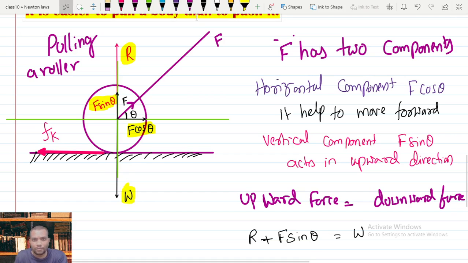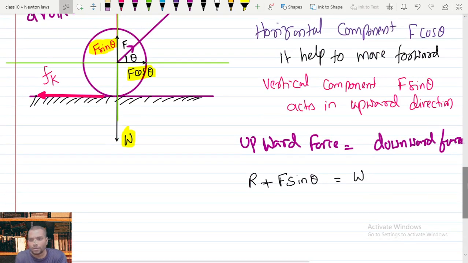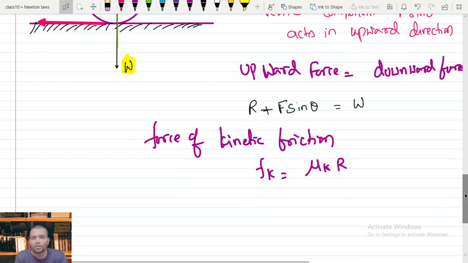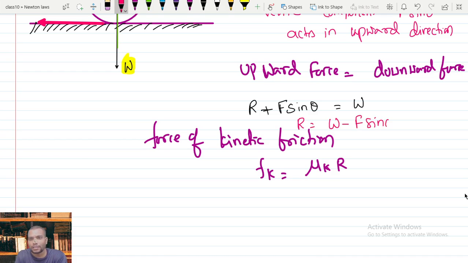Now let us write the friction force. The force of kinetic friction: we know that F_k equals mu_k times the normal reaction force R. From the above equation, if we rewrite in terms of R, then R equals weight minus F sin theta. Let me take this as equation 1.